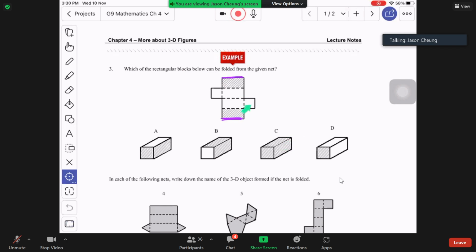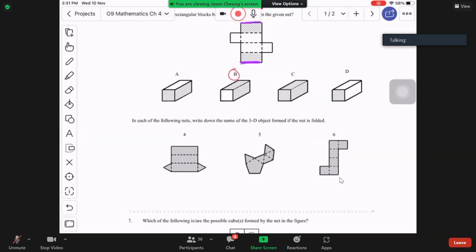But one more thing is that this small square does not have any color here. We do not shade any color for these two squares. Therefore, the little square does not have the color. So the only answer will be B. Okay?